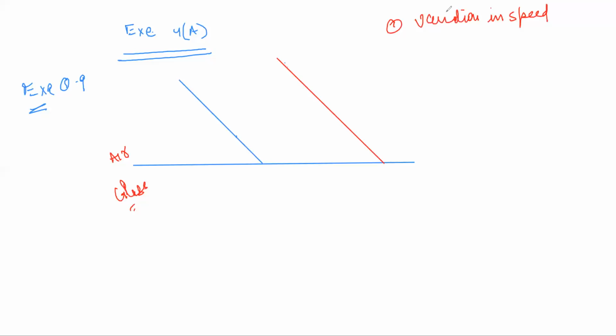Tell me, variation. Red light will be more. So the speed of red light will be greater than that of violet light. Red light will be more than the speed of violet light.